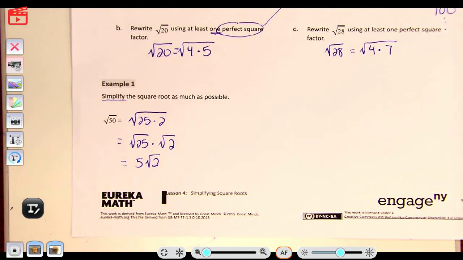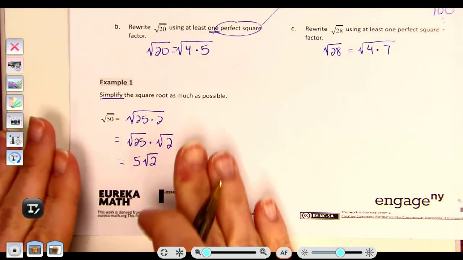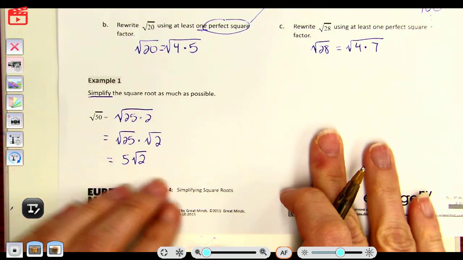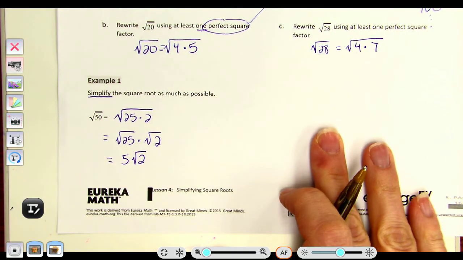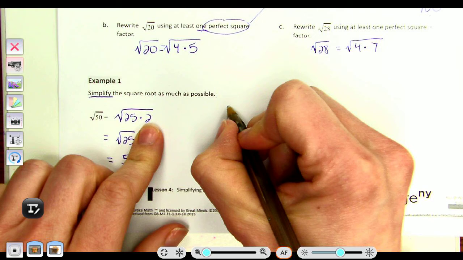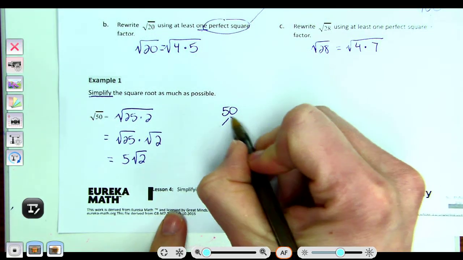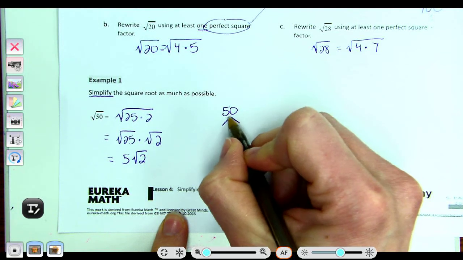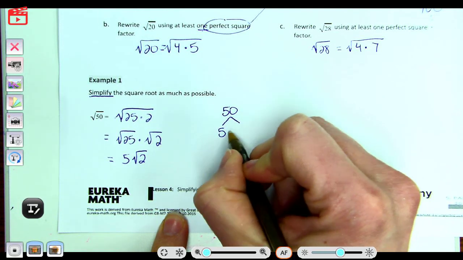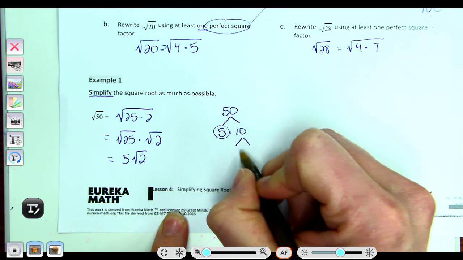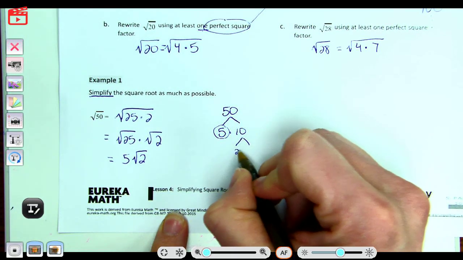I do have one more way, and I'm going to show you both ways. This one gets there a little bit quicker, but the next way might help you if you're not quite understanding how to come up with the perfect squares, and it helps when the numbers get bigger. It goes back to factor trees. Long ago, you had to do factor trees with numbers. So if I want to do a factor tree of 50, I can break 50 down into 5 times 10. 5 is a prime number, and I can break 10 down into 2 times 5.